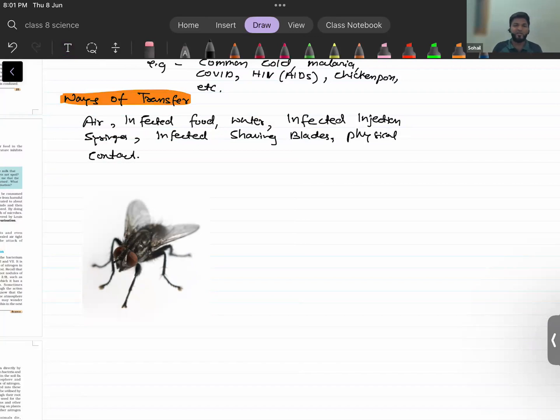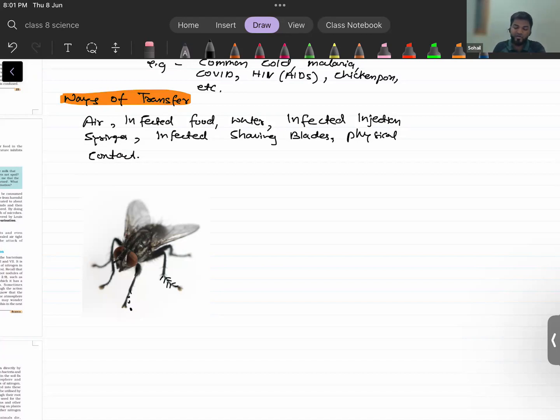Look, this housefly feeds on human waste, animal waste, cow dung and whatnot. It also sits on food. If food is left in the open, it will feed on the food also. It was sitting on human waste and other waste, and when it was feeding, the bacteria present on the waste will attach to its hair. There are hairs present on their legs.